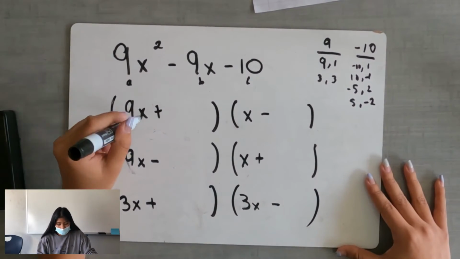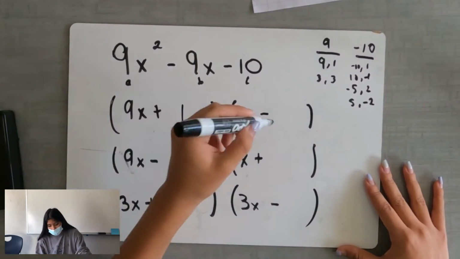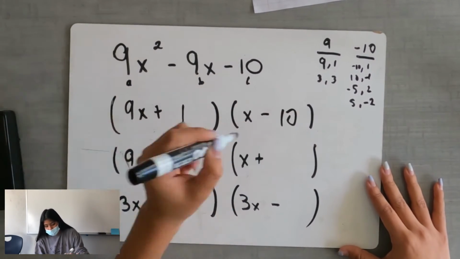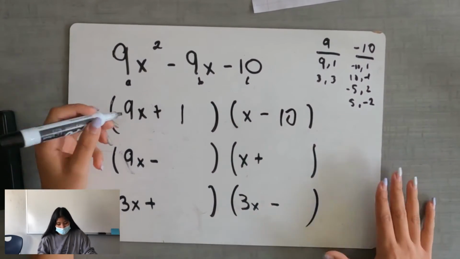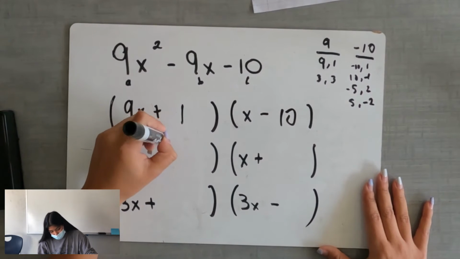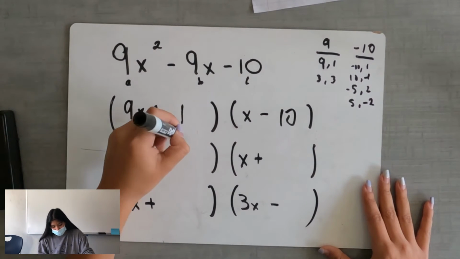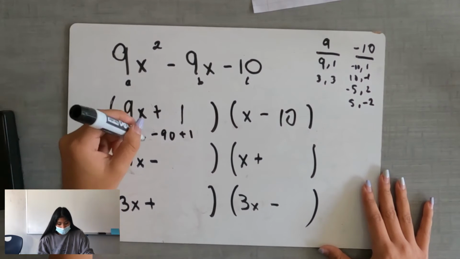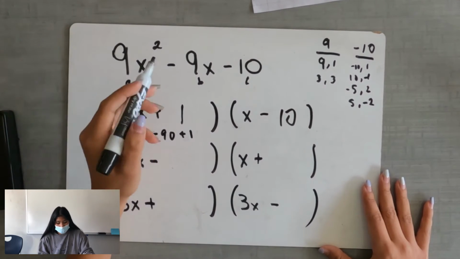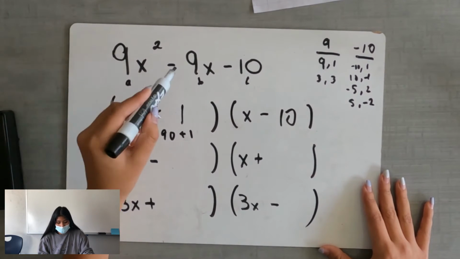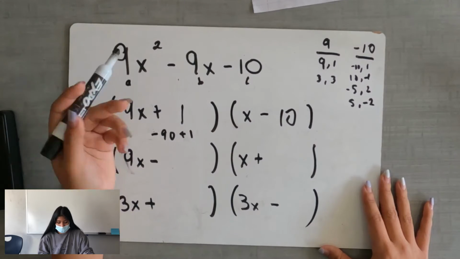So for the first one, (9x + 1)(x - 10), we'll multiply the negative 10 and the 9, which will equal negative 90, and then 1 times 1, which is positive 1. And this is way too big for this number, so we know that's not correct.